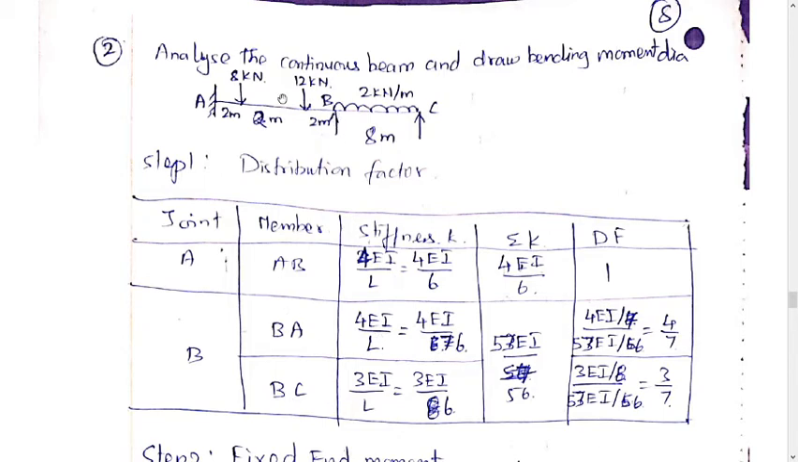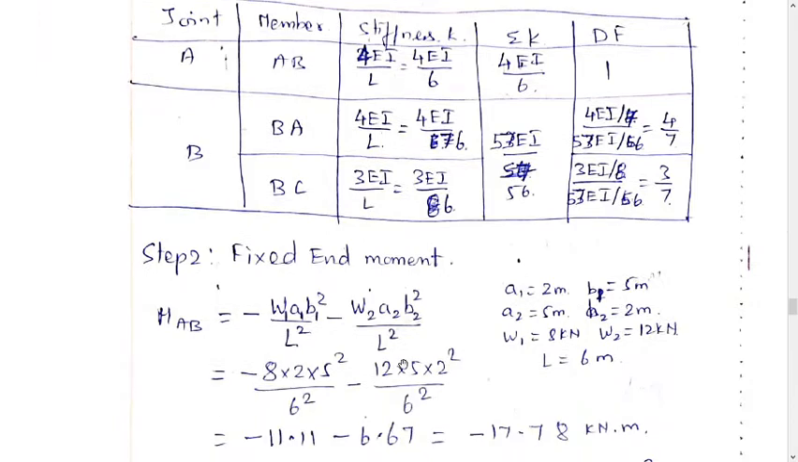For BA the further end is fixed, so it is 4EI by L. Then for BC the further end, C, is a roller support, so it is 3EI by L. Adding all these you will get the summation of K, and then the distribution factor is K divided by the summation of K. So this is the distribution factor.